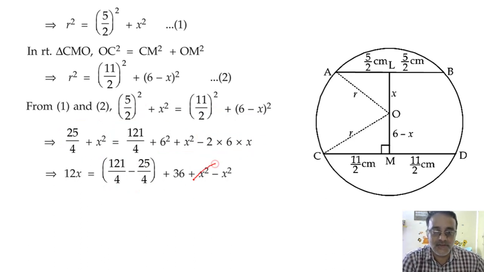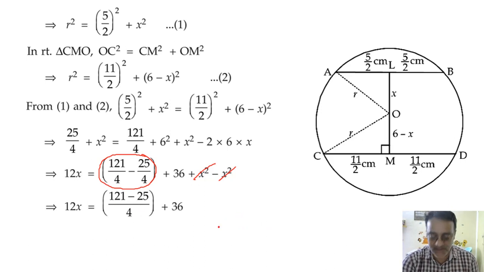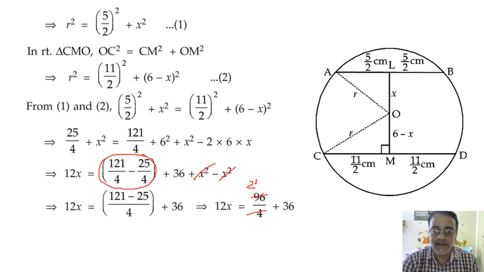No, sir. This 2 will be cancelled and we will simplify this also because the numerator and denominator are the same, so we can directly subtract the numerators. So 121 minus 25, 96. 96 by 4, 24. 24 plus 36, 60. So 12x equals 60. So what is the value of x? 5.